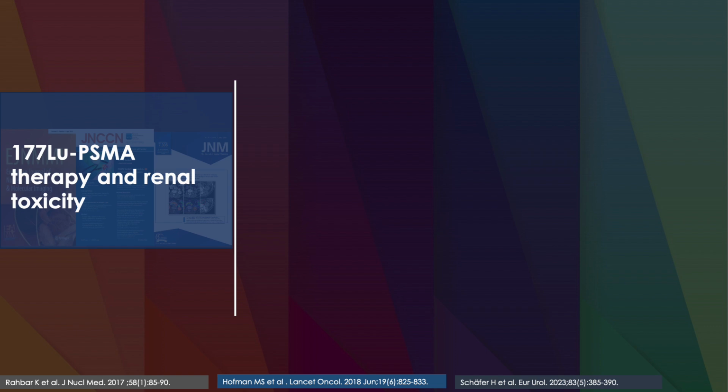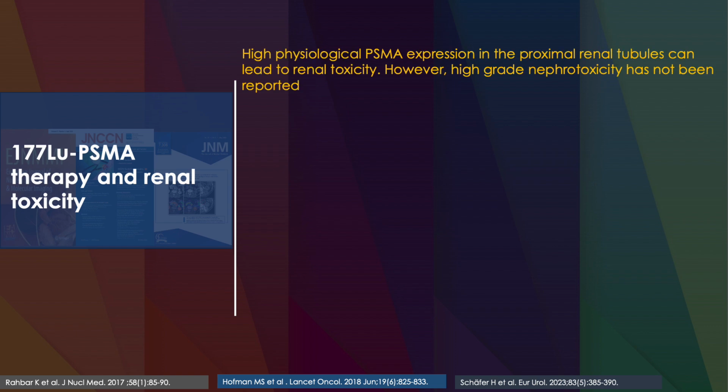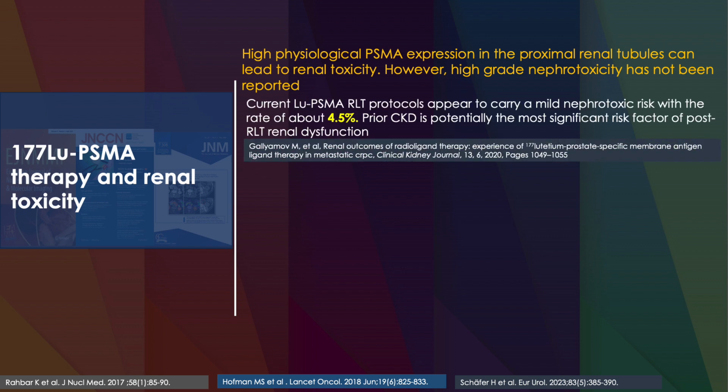And in terms of lutetium PSMA therapy and renal toxicity, there are a few studies looking into that. In fact, there is a high physiological expression in the proximal renal tubules, which can lead to renal toxicity, seen in approximately 3 to 4% of patients. And prior chronic kidney disease is potentially the most significant risk factor.